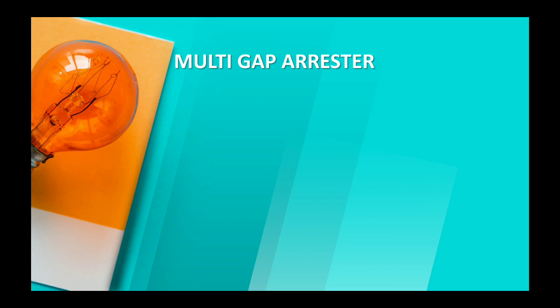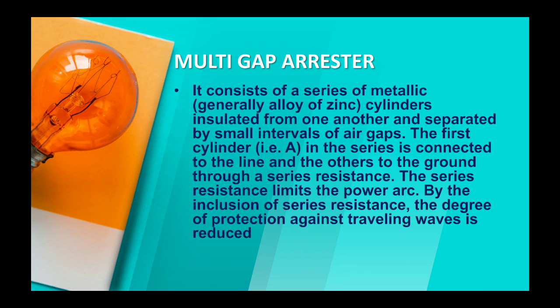So, the next type of lightning arrestor is the multi-gap arrestor. So what is a multi-gap arrestor? That means there are multiple gaps between the rods of the arrestor. It consists of a series of metallic cylinders, generally an alloy of zinc, insulated from one another and separated by a small interval of air gaps. So that is the multi-gap arrestor.